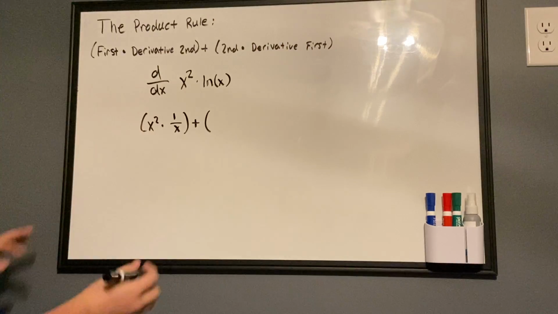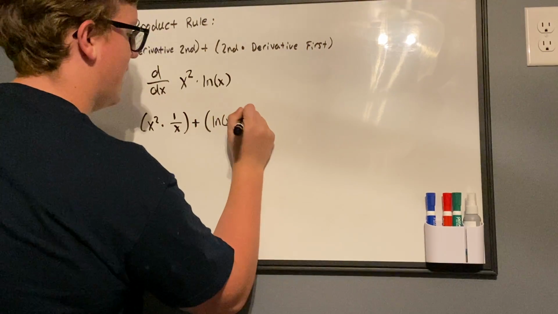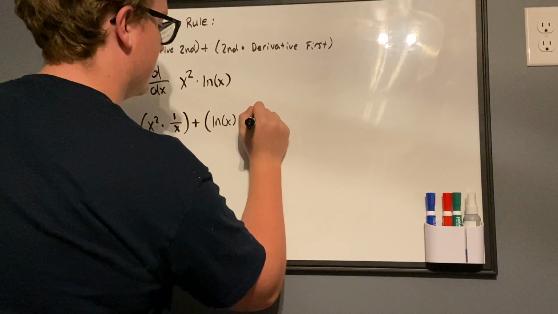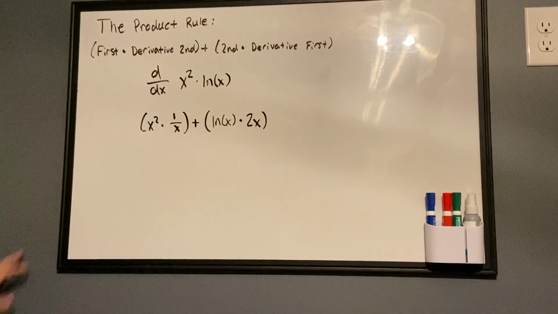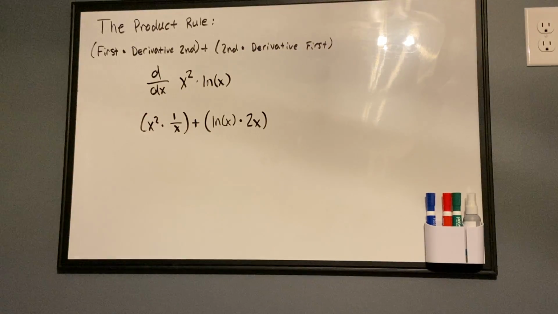Now we have plus the second term, which is our ln of x, times the derivative of x squared using the power rule. That's going to be 2x. And now again, this is the right answer. This is what you want, but we do need to simplify this.